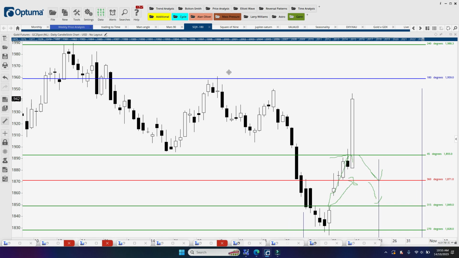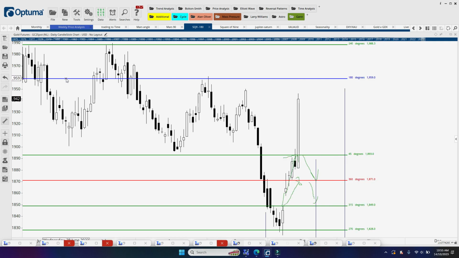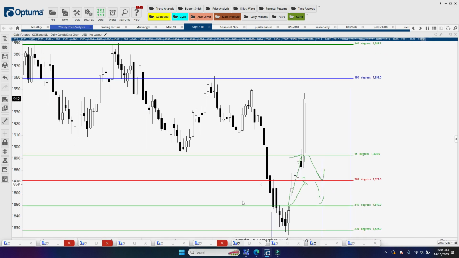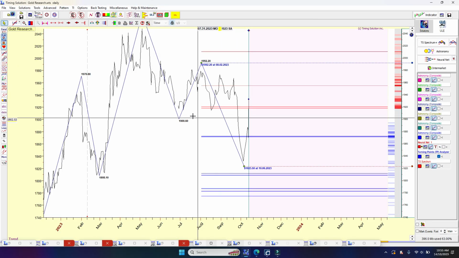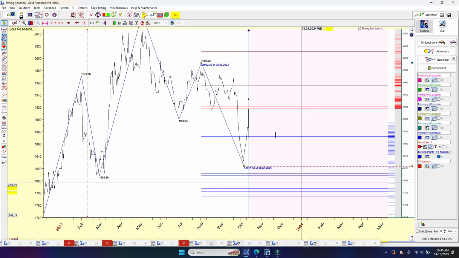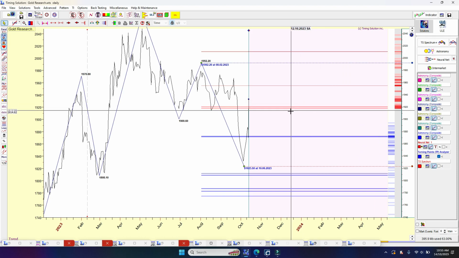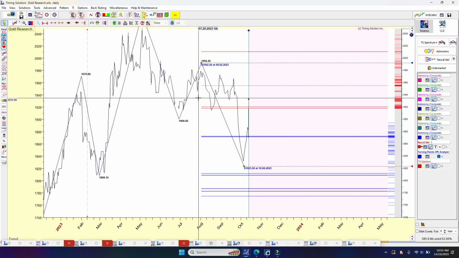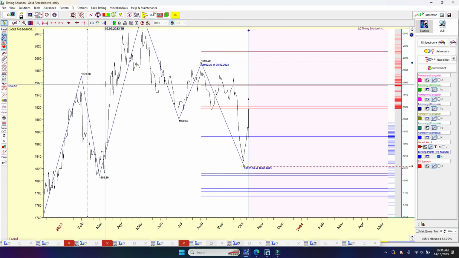So the actual gold price might be slightly different, but 1959 might be a level to be watching for a potential reversal in this market, and let me just show you why. So I've got this piece of software here. It's called Timing Solutions. It's not the easiest software to utilize, but let me just show you a few things. What we're looking at here is a turning points analyzer, and it's pretty much forecasting tops and bottoms in the market based on prior turning points.